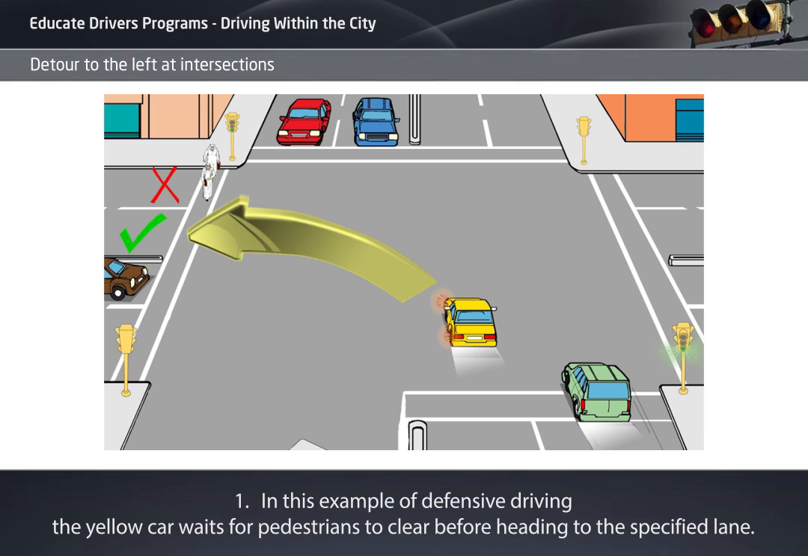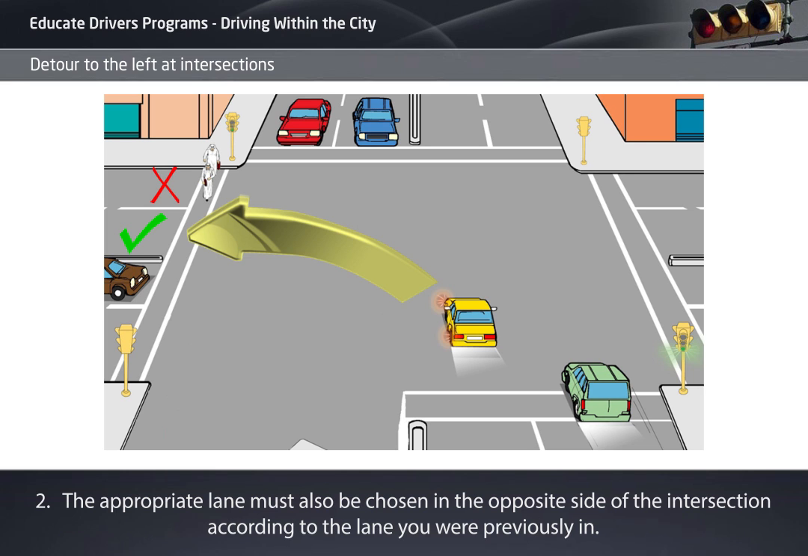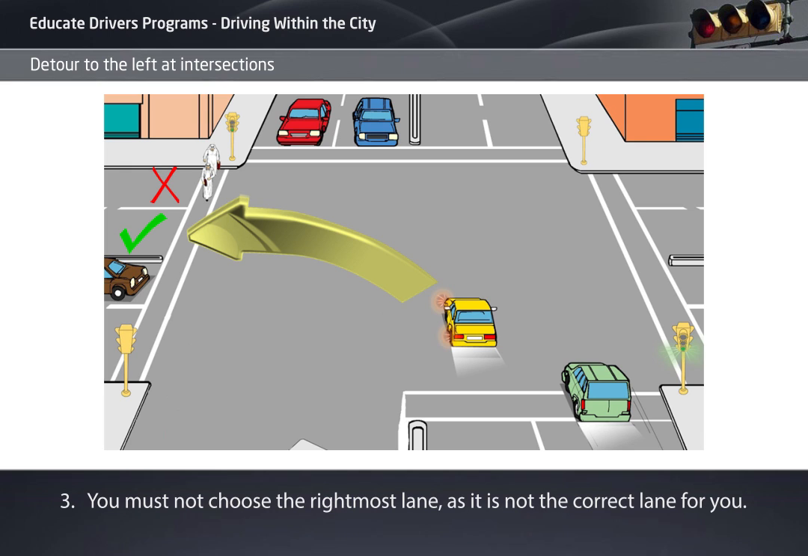1. In this example of defensive driving, the yellow car waits for pedestrians to clear before heading to the specified lane. 2. The appropriate lane must be chosen in the opposite side of the intersection, according to the lane you were previously in. 3. You must not choose the rightmost lane, as it is not the correct lane for you.